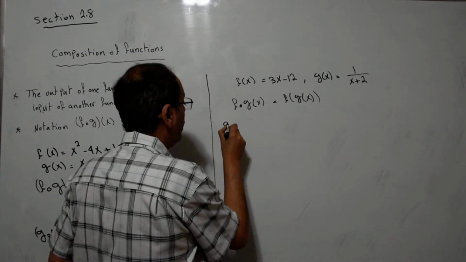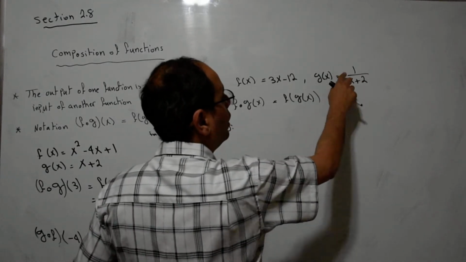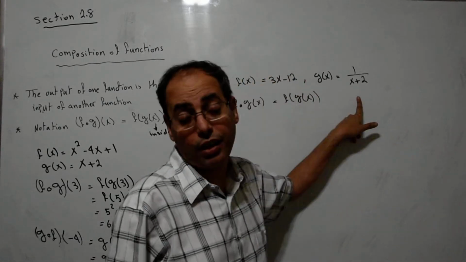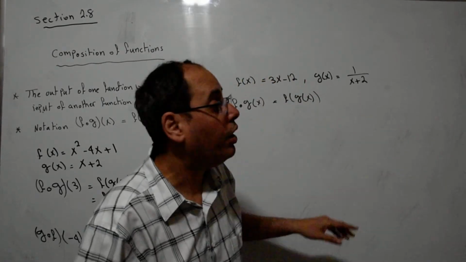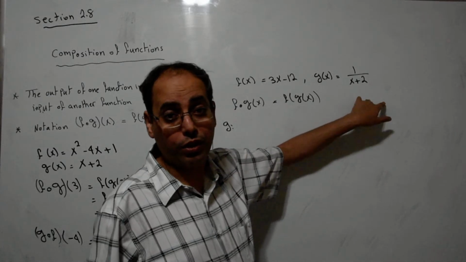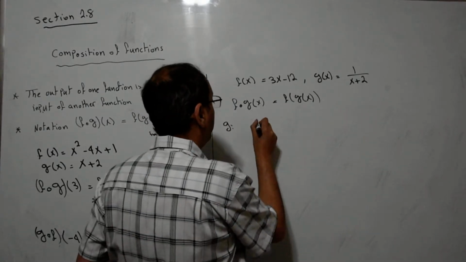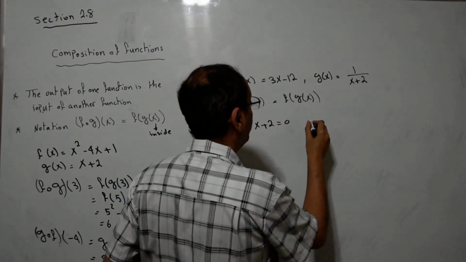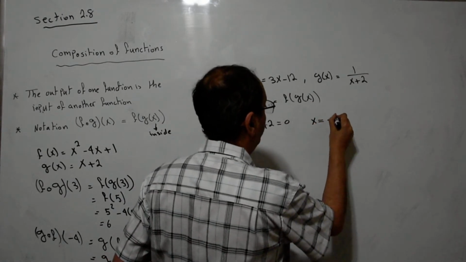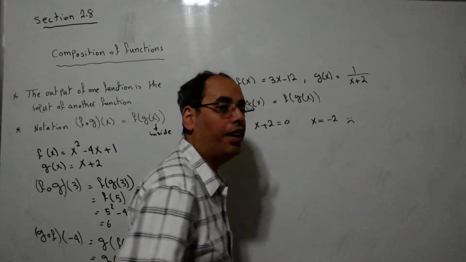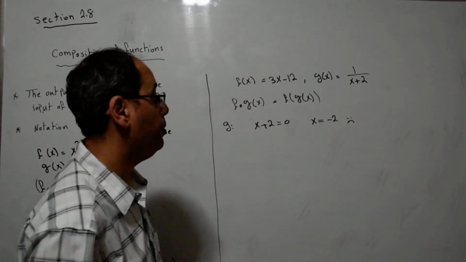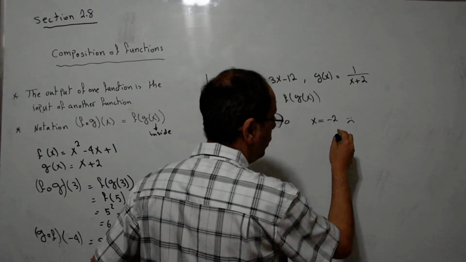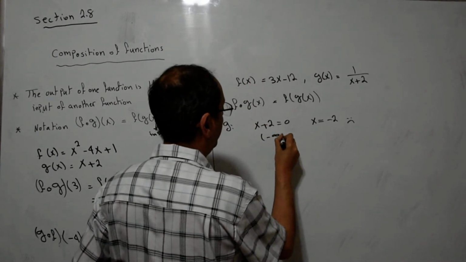The function g is a rational function, which means that the denominator cannot be 0. So I set x plus 2 equal to 0 and solve for x. We subtract 2 from both sides, so I have x is negative 2, and this is the unhappy value. Therefore the domain is from negative infinity to negative 2, union negative 2 to infinity.